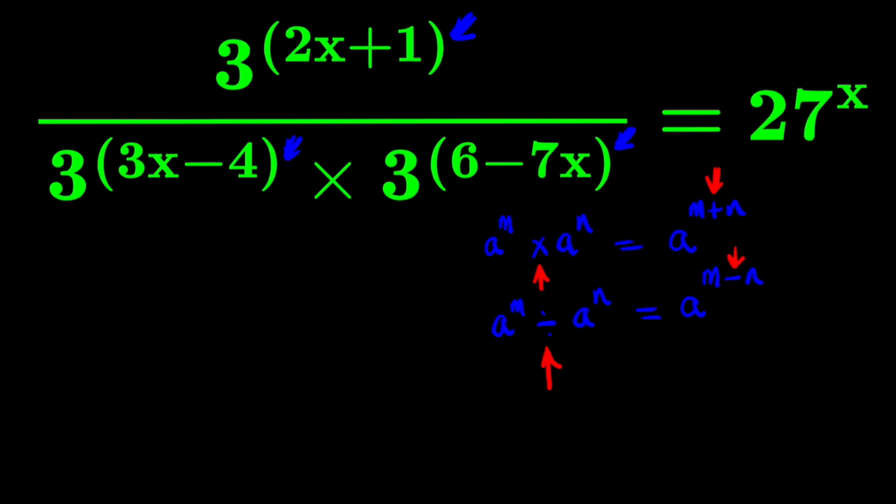And the third principle says that if we have a raised to power m is equal to a raised to power n, it implies that m is equal to n, simply because of the fact that the bases are the same. So if the bases are the same, then the powers must be the same.